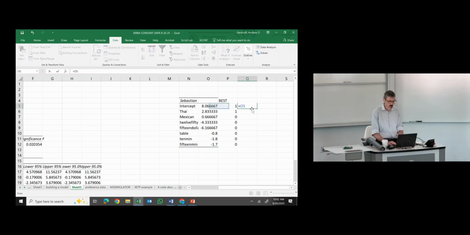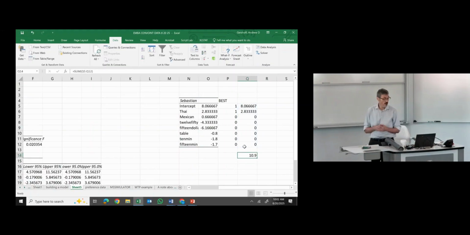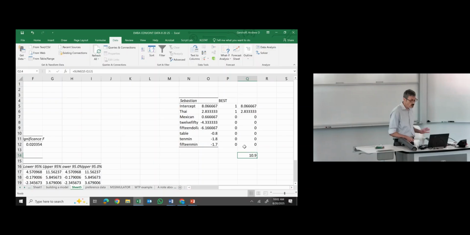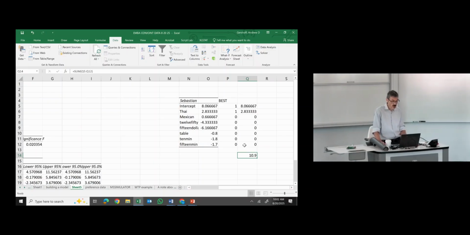So what I'm going to do is multiply this times this to get an estimate of what the best restaurant would be. And I can drag these down, and we'll take the sum of these. And so I have an estimate now for Sebastian. The best possible alternative is a Thai restaurant that is $10, that has counter service, that's only 5 minutes away, and my estimate is that he would give it a 10.9.